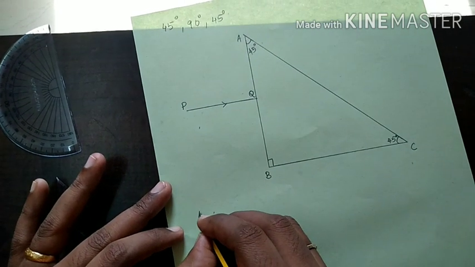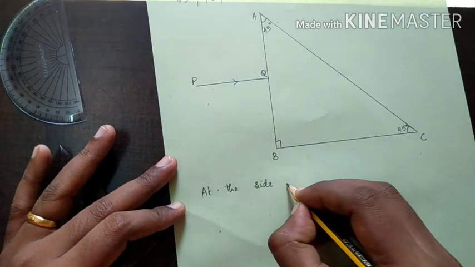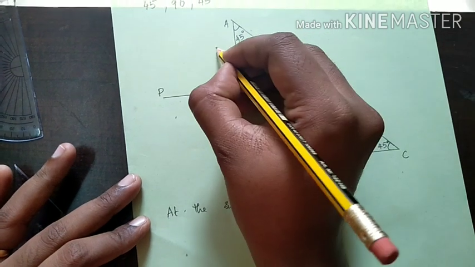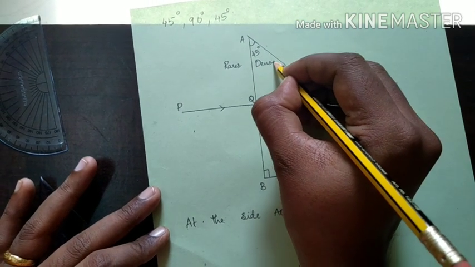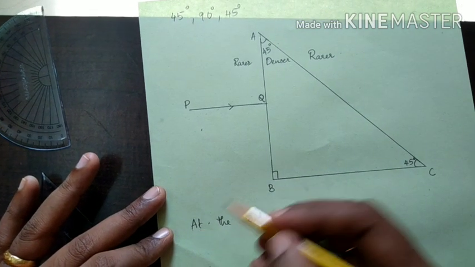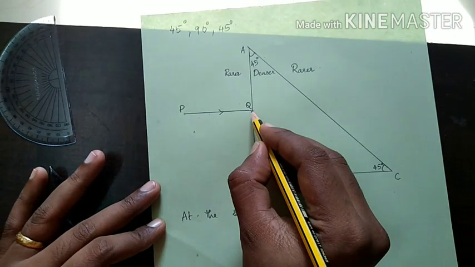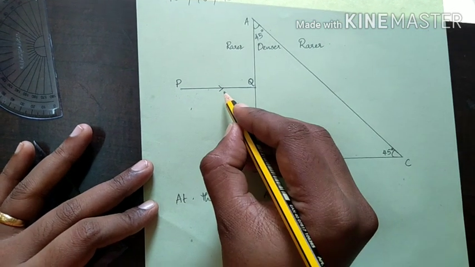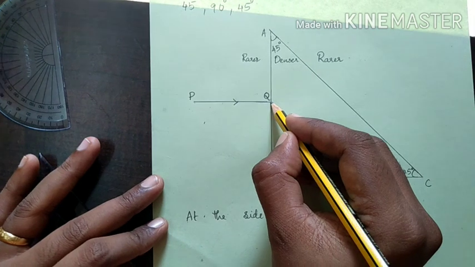So at the side AB, PQ is the incident ray. Light ray is passing from rarer to the denser media, and on this side also we have the rarer media. Okay, so now the light ray passes from rarer to the denser media, and moreover this is a normal incident ray, so what happens to the light ray? It will move to the next media irrespective of the density, because it is the normal incident ray.